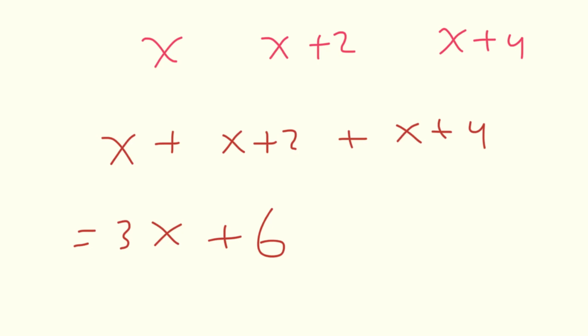That's it. That's the sum of 3 consecutive odd numbers, knowing that the first one starts with x. If the first one starts with x, then the sum will be 3x plus 6. Okay, that's it. The question doesn't want anything else beside that.